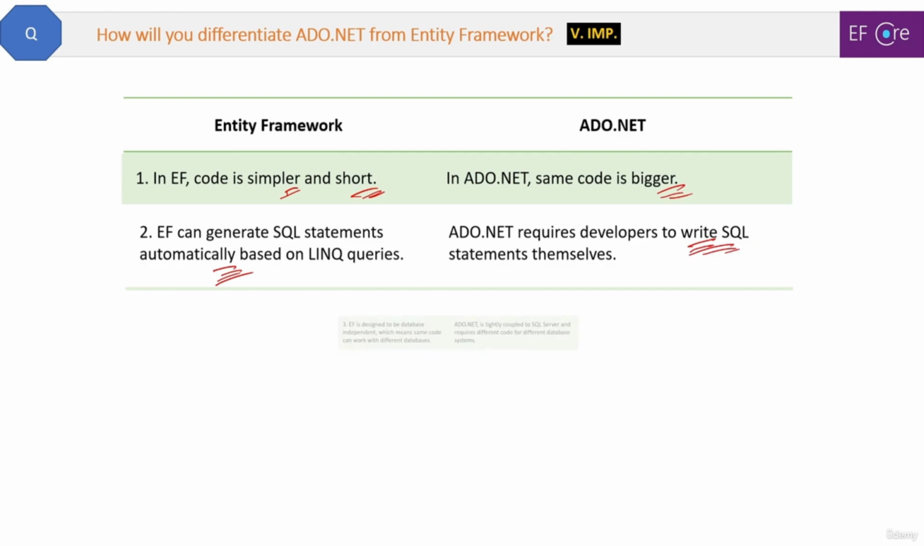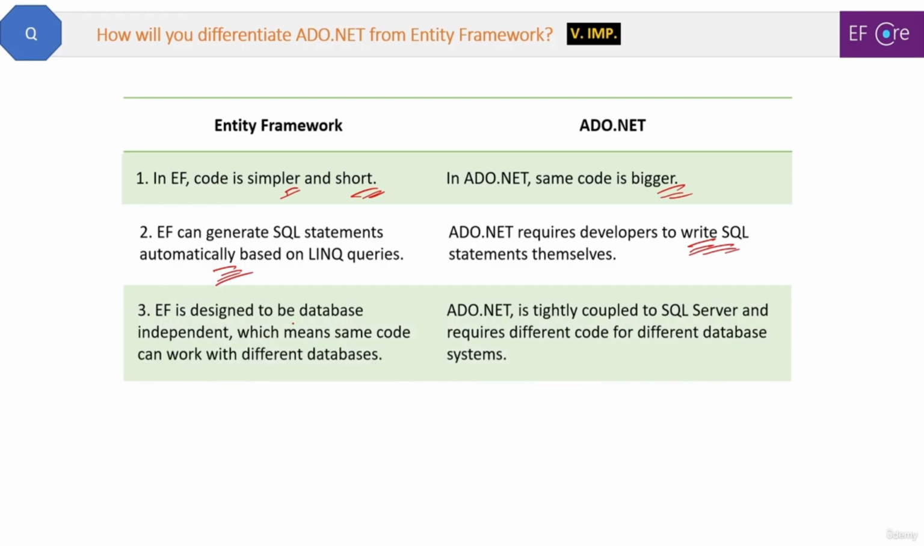The next difference is Entity Framework is designed to be database independent, which means the same code can work with different databases. Okay, not just SQL Server, the same code for different databases. Whereas ADO.NET is tightly coupled to SQL Server, and if you want to connect with Oracle or any other database, then it requires different code for each database system. That is also a difference, right? And that is an advantage of Entity Framework.